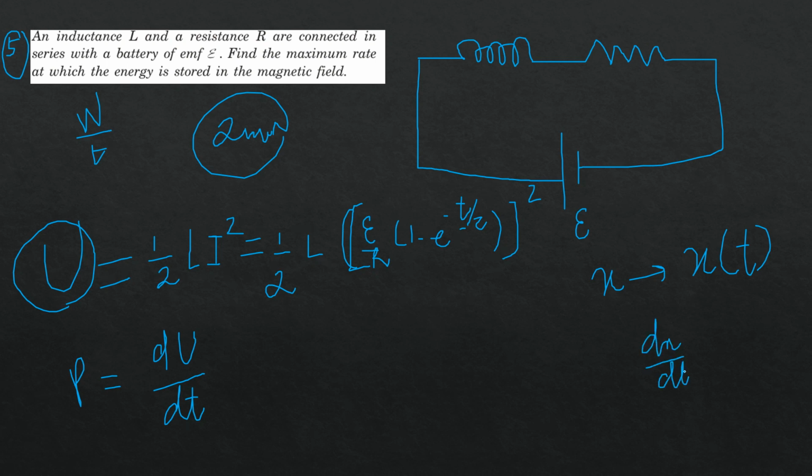Velocity is dx by dt, not x by t. I don't write it like x by t. Why? Because x is a function of time. I cannot just write it as x by t. I have to write dx by dt so that it will be differentiated with respect to t. So du by dt, I have to calculate the derivative here. So P is equal to du by dt.